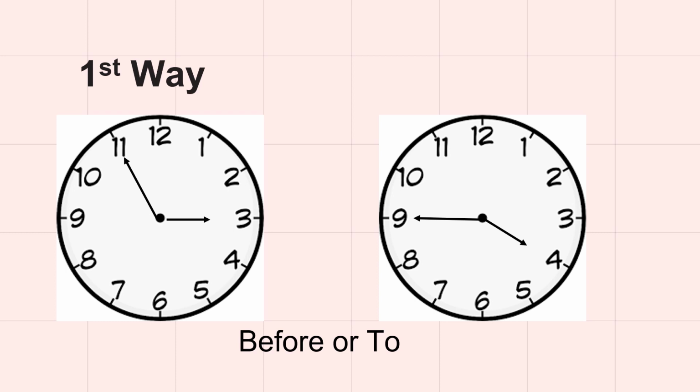When the large hand is on the left-hand side, the numbers 7 to 11, we use the words before and to. It's 5 minutes before 3, or it's 5 minutes to 3. When the large hand is on the 9, we use quarter again. It's a quarter before 4, or it's a quarter to 4. We don't use half on this side of the clock. See why it's confusing or more difficult?